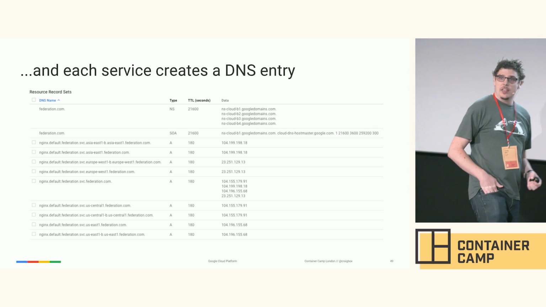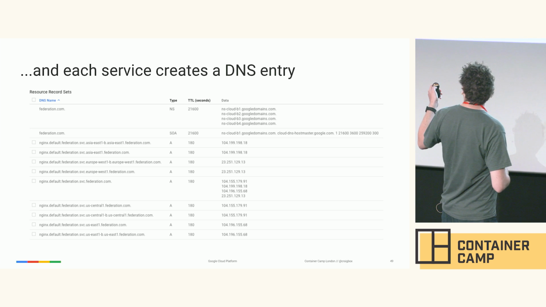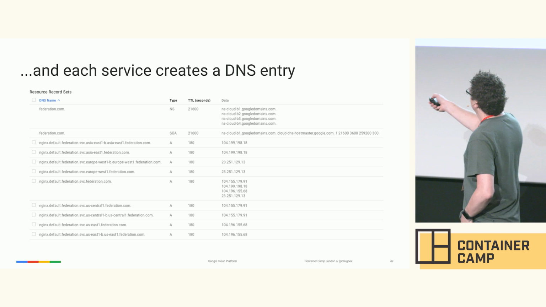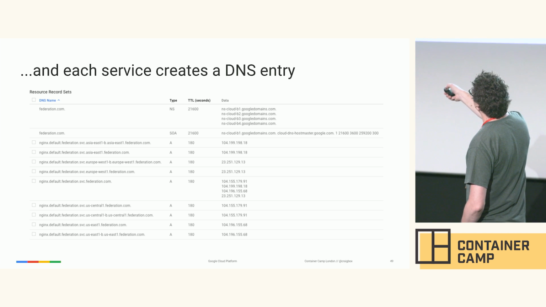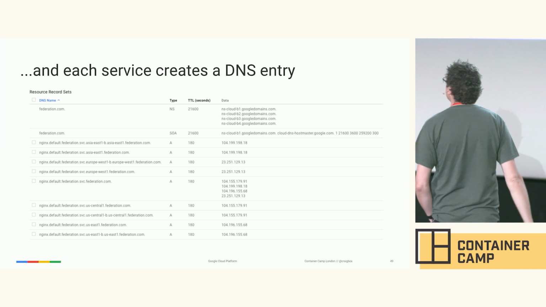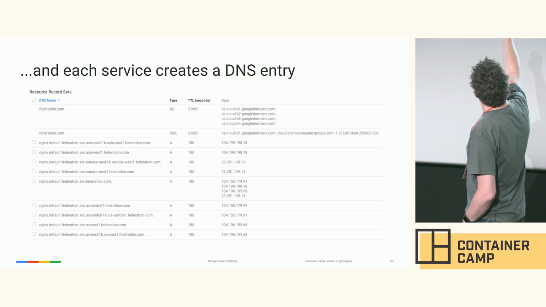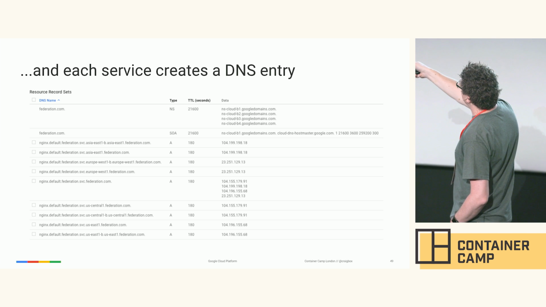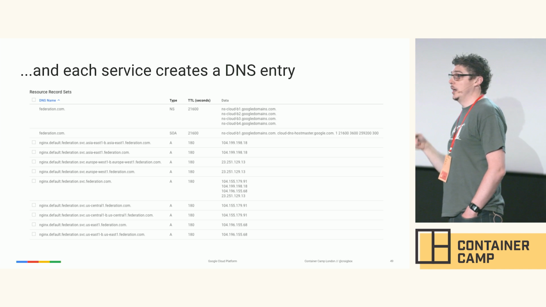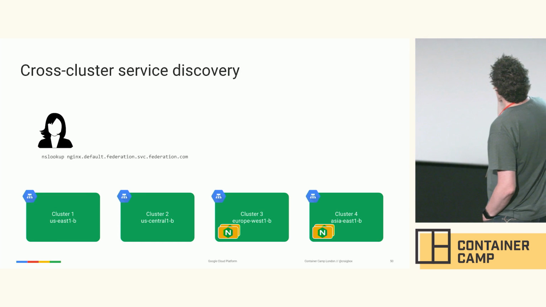Each service then gets a DNS entry. So what you see here is for our Nginx service, we have each cluster, so the US East, US Central, Asia East, Europe West, a load balancer gets that DNS entry. And then for the service as a whole that's federated across all 4 of those things, we get this endpoint, which will do round-robin DNS between the clusters that are running that particular work. In this example, it's all 4 of them.